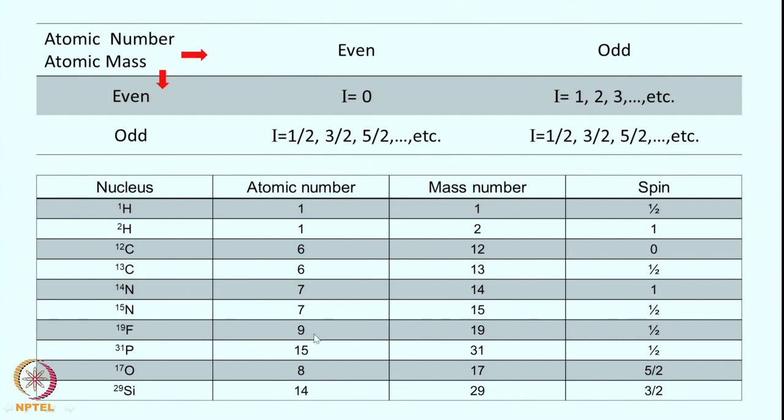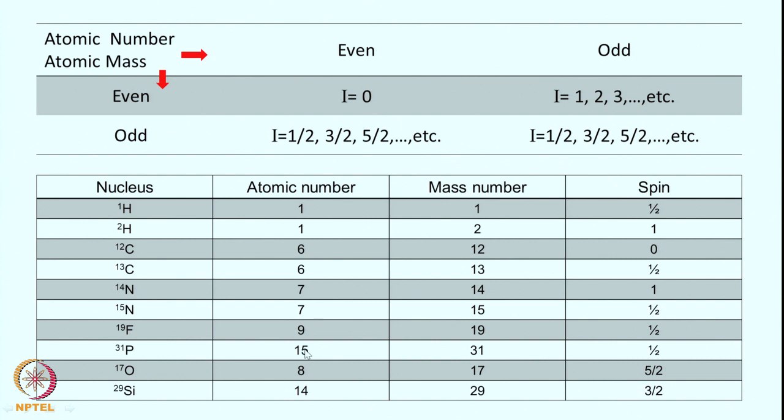F19 is atomic number 9, mass number 19, so it again has a spin of half. Phosphorus 31, atomic number 15, mass number 31, this is half again. Oxygen 17, atomic number 8, mass number 17, this is 5 by 2. Silicon 29, this is 14, 29 and 3 by 2. I have listed here only some of those isotopes and elements which are of common use. By and large, it is proton, deuterium, carbon 13, nitrogen 15, P31 which are used in chemistry and biology, and things like O17 or silicon, these are used in material science. Therefore, they come in the area of materials chemistry or condensed matter physics.